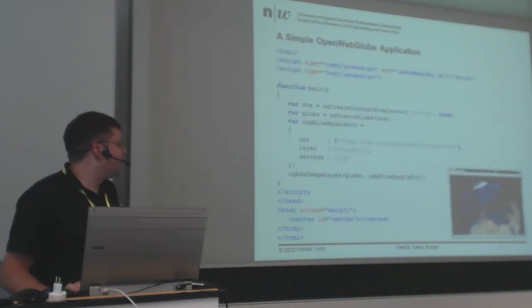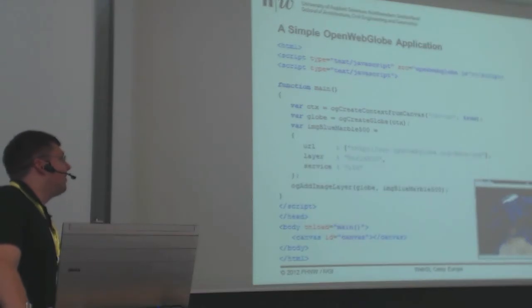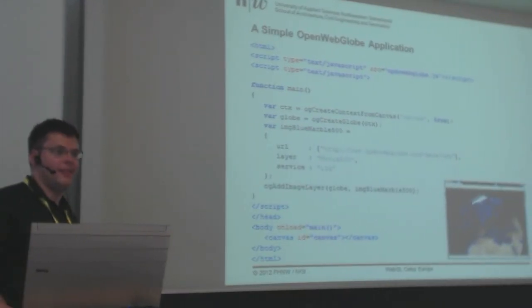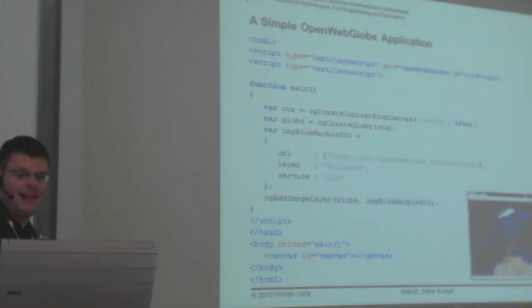Now let's look at the code. I learned this morning that the number of lines in code is a very important measurement. I don't know how many lines these are, but there are just a few lines, and with these few lines you already have a working virtual globe in your browser or in your application.